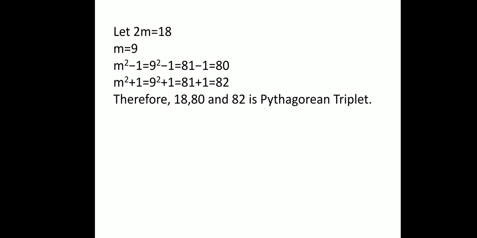M is equal to 9 in this case, and m square minus 1 is equal to 9 square minus 1, that is 81 minus 1, which gives you 80. Likewise, m square plus 1 is equal to 9 square plus 1, that is 81 plus 1, that is 82. So 18, 80 and 82 are the three members of the required Pythagorean triplet, whose one member given to you was 18.